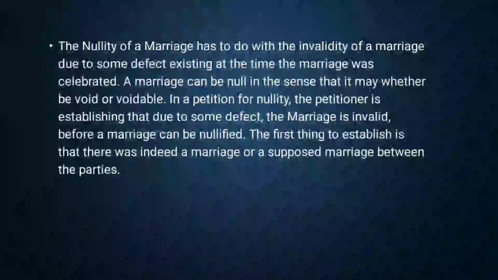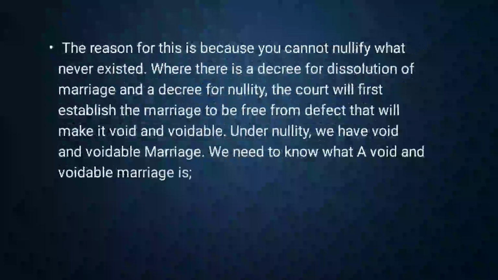In a petition for nullity, the petitioner is establishing that due to some defect, the marriage is invalid. Before a marriage can be nullified, the first thing to establish is that there was indeed a marriage or a supposed marriage between the parties. The reason for this is because you cannot nullify what never existed. Where there is a decree of dissolution of marriage and a decree for nullity, the court will first establish the marriage to be free from defects that will make it void and voidable.